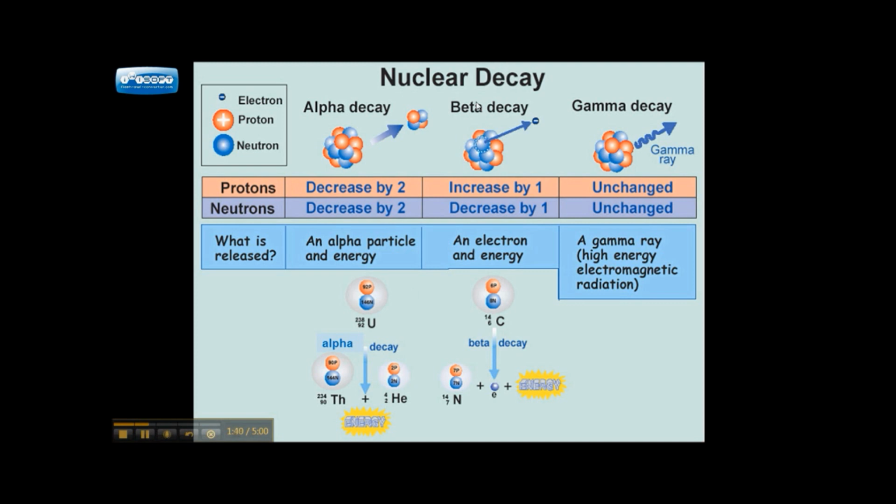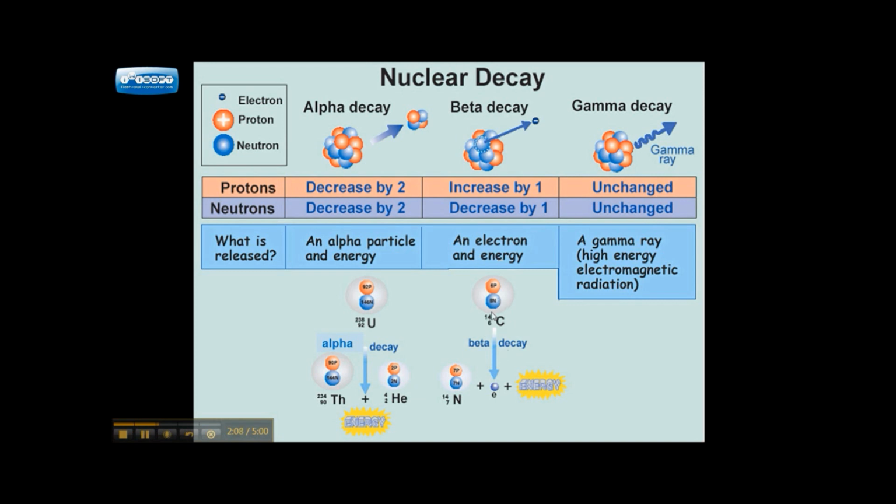For beta decay, you take your original nucleus and you're changing 1 neutron into 1 proton and releasing an electron. So you're increasing the number of protons by 1 and you're decreasing the number of neutrons by 1. So decreasing neutrons, increasing protons. What's released is the electron.